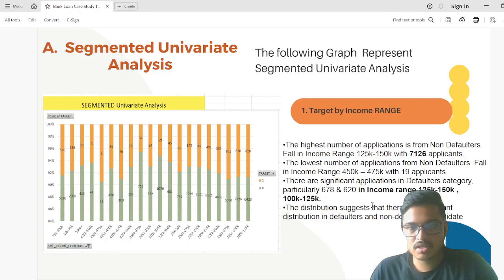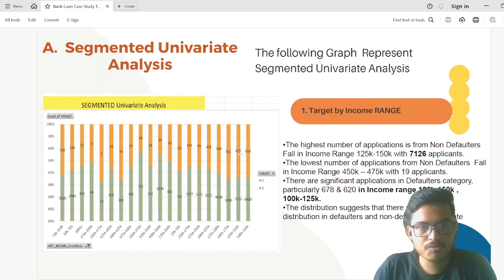There are significant applicants in the defaulter categories, particularly 678 and 620 in the income ranges 125 to 150 and then 100 to 125. The distribution suggests that there is a significant distribution in defaulters and non-defaulters. We get the second highest applicants from the non-defaulters, 6,428, but the defaulters also come from this range, that is 620. In the income range 125,000 to 150,000, the non-defaulter count is 7,126 and is also the highest here, but if we talk about the ratio, it is much lower.